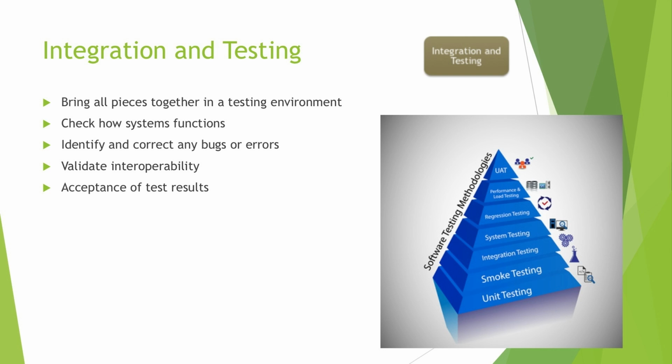The goal of this is to check how the system functions. At this point, you want to make sure that all of those acceptance or fit criteria that you documented in your requirements are being met, and that you identify and correct any bugs or errors in the system. As well, at this stage, you want to validate interoperability if you need to have connectivity to other systems or organizations.